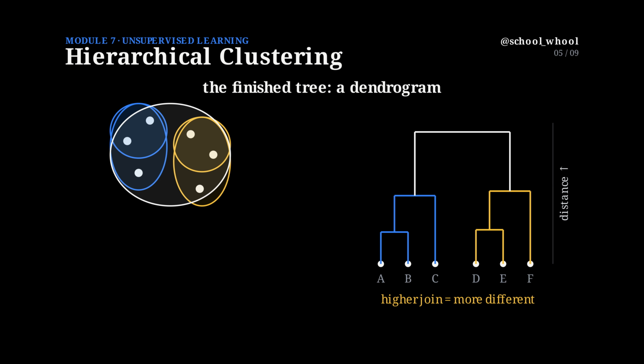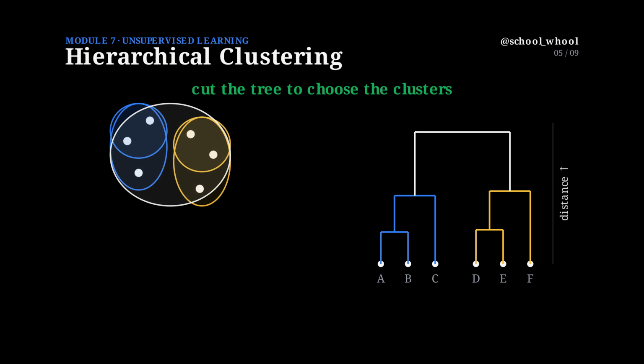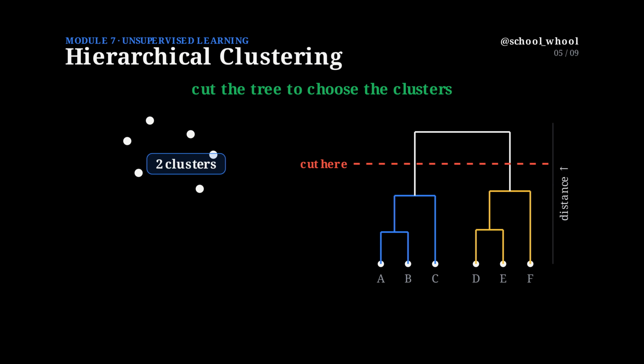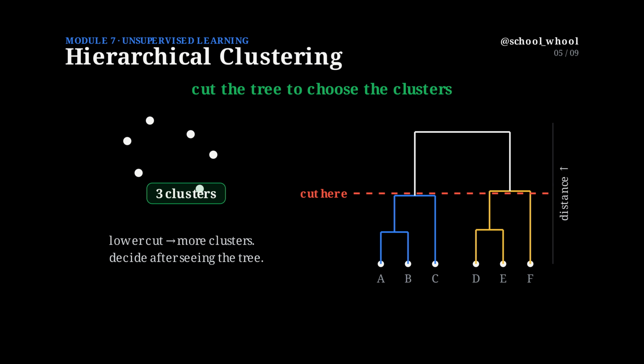Here is the payoff. To get clusters, we simply slice the tree with a horizontal cut. Cut up here, and we cross 2 branches, giving 2 clusters. Slide the cut lower, cross 3 branches, and we get 3. We decide the number of clusters after seeing the whole structure, no guessing beforehand.